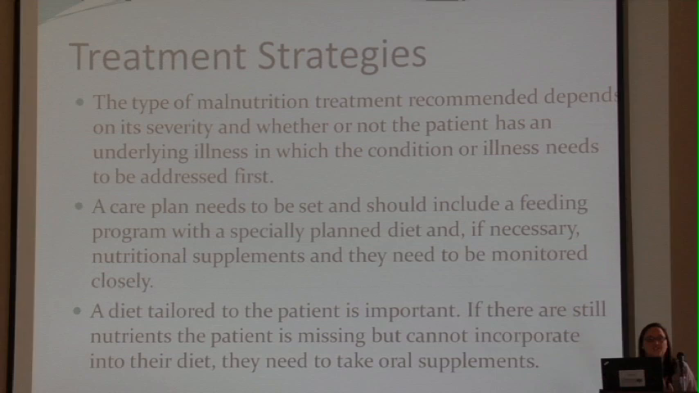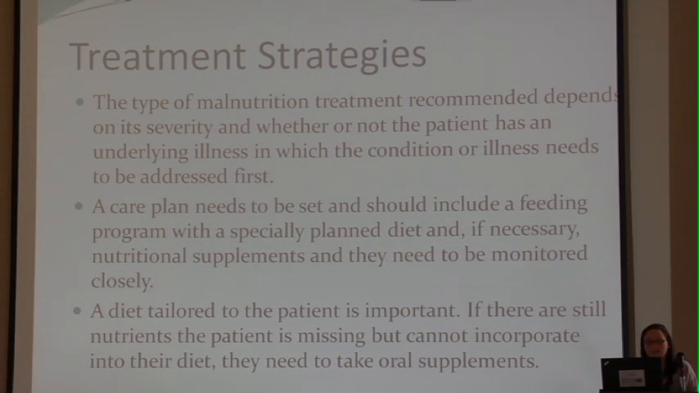So some treatment strategies. First, the type of malnutrition treatment recommended depends on its severity and whether or not the patient has an underlying illness, in which case the condition or illness needs to be addressed first. A care plan needs to be set and it should include a feeding program with a specially planned diet and, if necessary, nutritional supplements, and they need to be monitored very closely.